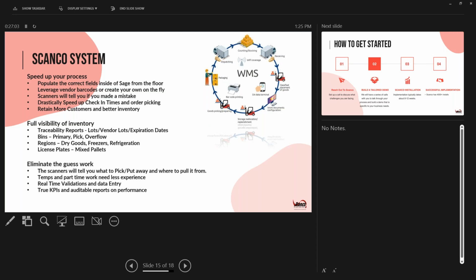And I already said it, eliminate the guesswork. You have new employees that are coming on. Imagine just giving them a scanner instead of having to give them paperwork, and the scanner tells them what to do. So it's going to help you onboard those employees faster, but eliminate a lot of errors that are happening inside your facility.